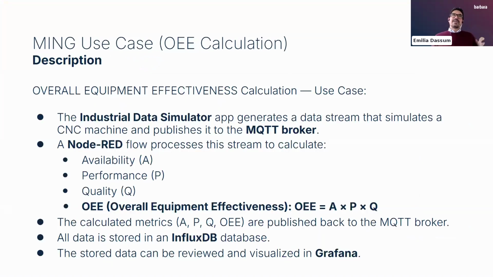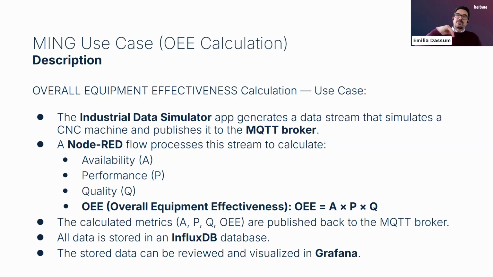What is the use case of MING or OEE calculation? The OEE is basically a parameter called overall equipment effectiveness. What we are going to use is this process. We will use an application called Industrial Data Simulator that generates a data stream simulating a CNC machine. We don't have a CNC machine here in the lab. I would like to, but we don't have it.